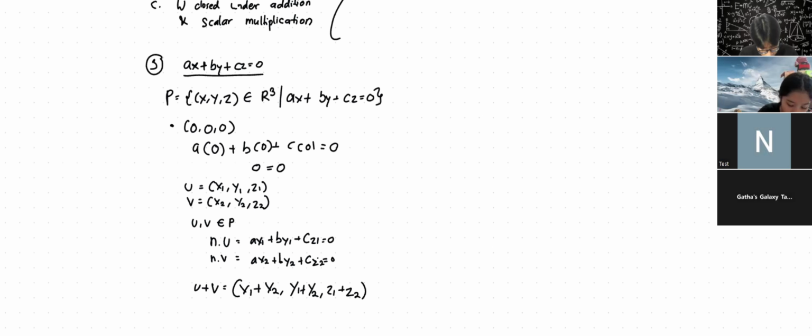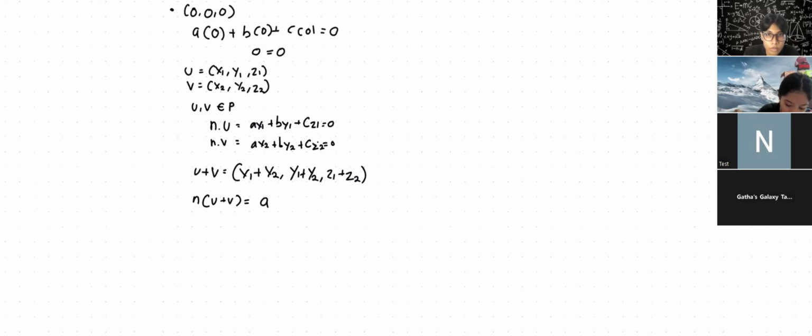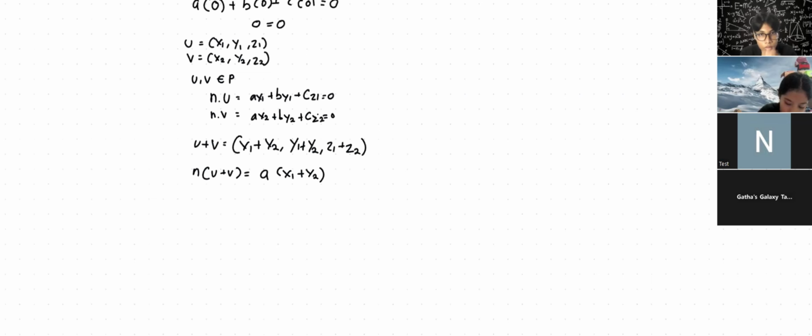And then we can take out the N like this, and N(U plus V) equals a(x1 plus x2) plus b(y1 plus y2) plus c(z1 plus z2). Now, because the left side is 0, we can say that N(U plus V) equals 0. This proves that P is closed under addition.